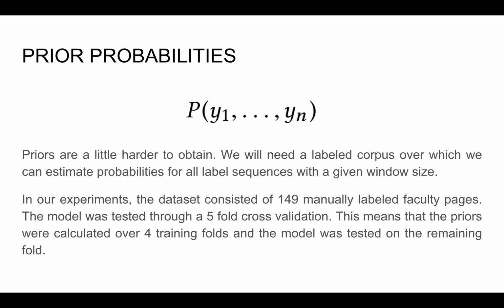We'll need a labeled corpus over which we can estimate probabilities for all label sequences with a given window size. In our experiments, the dataset consisted of 149 manually labeled faculty pages. The model was tested through a 5-fold cross-validation. This means that the priors were calculated over 4 training folds and the model was tested on the remaining fold. In fact, with just a few documents we can train a good enough model for most extraction tasks.